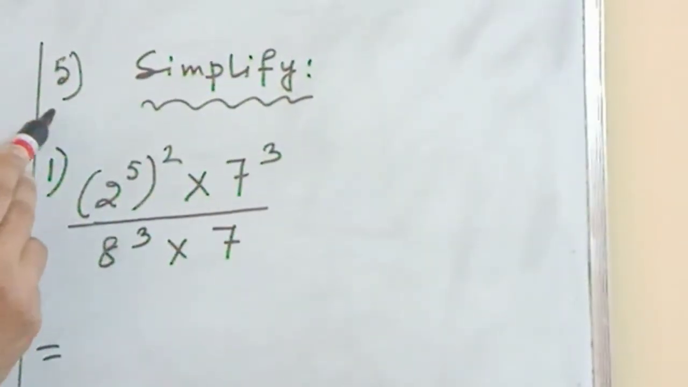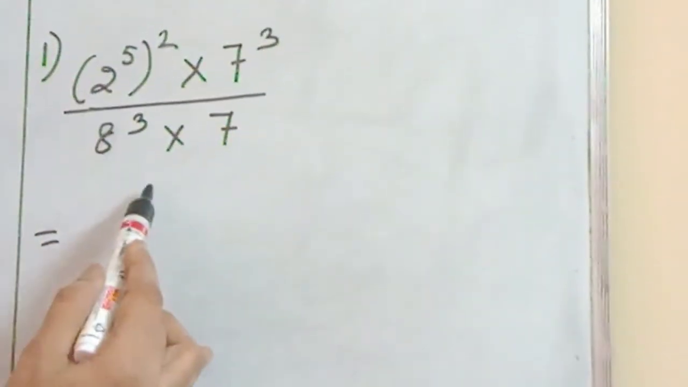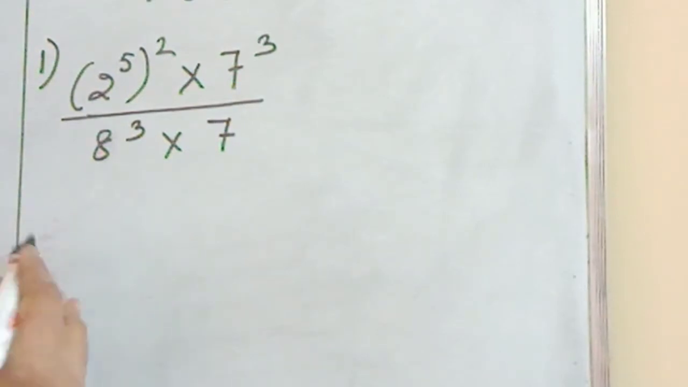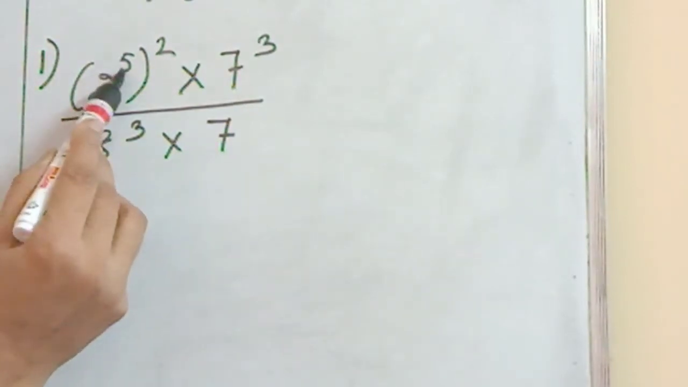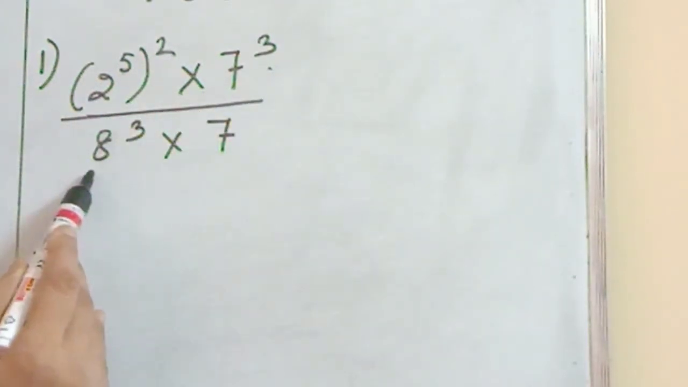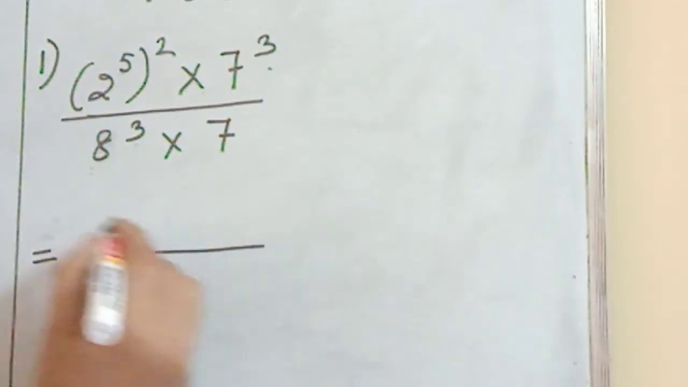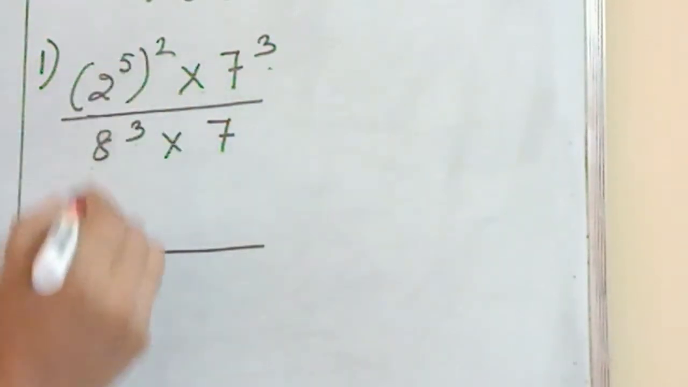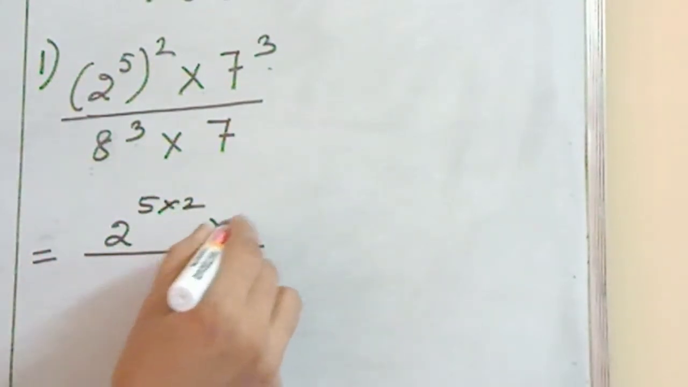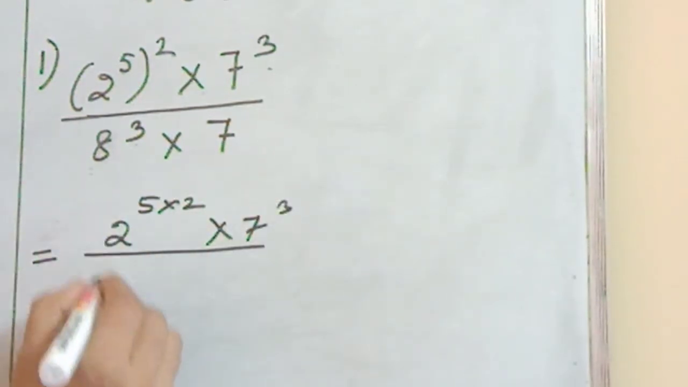Now question number 5, simplify. By using the laws of the exponents, you have to find the value of this sum. See, it is 2 to the power 5, whole to the power 2, into 7 to the power 3, over 8 to the power 3 into 7. 8 is not a prime number, so you have to find the prime factors of 8. But power of power: 2 to the power 5 into 2, into 7 to the power 3. Then 8 means 2 cube.